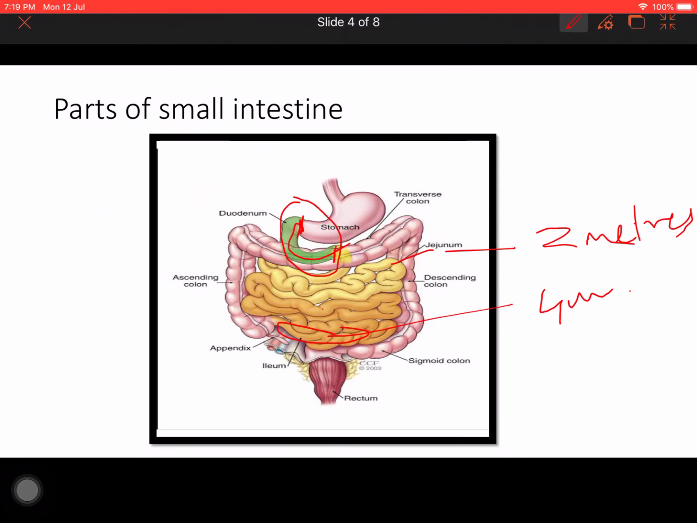Now we can say that the small intestine is suspended from the posterior abdominal cavity. Before this, the duodenum after the stomach was a fixed part. After that, the small intestine is suspended from the posterior abdominal wall by a double layered fold of peritoneum called mesentery. It is a double layered fold of peritoneum.